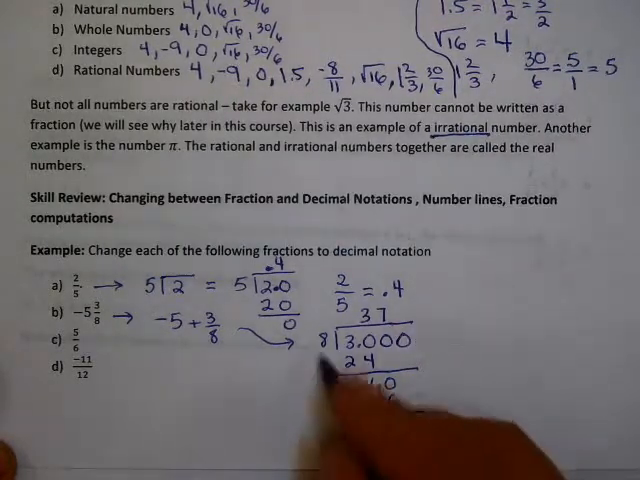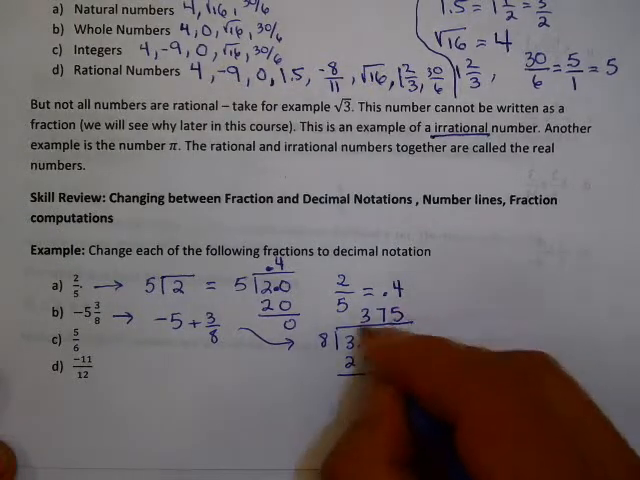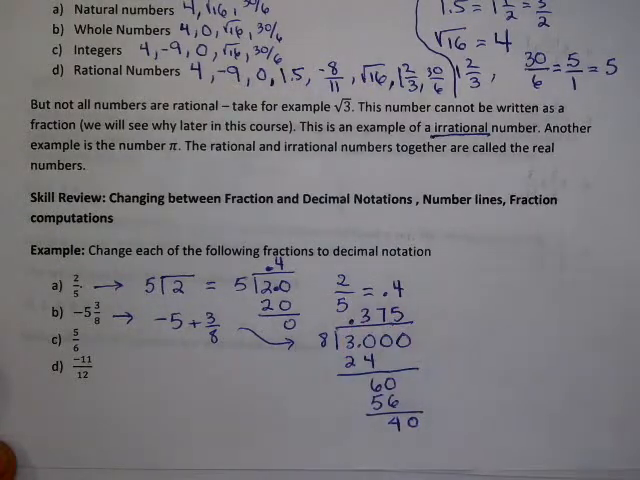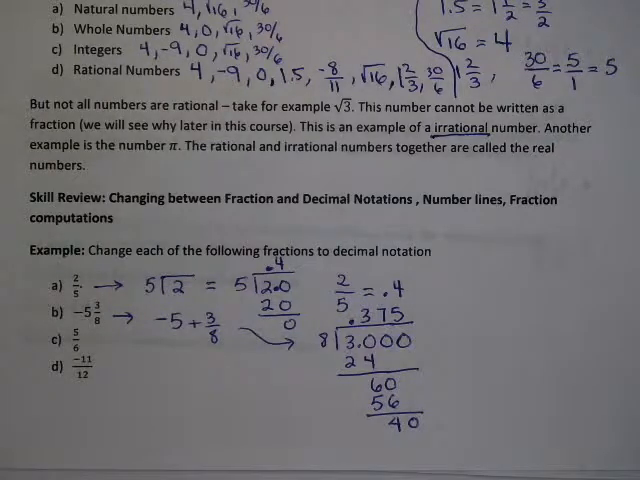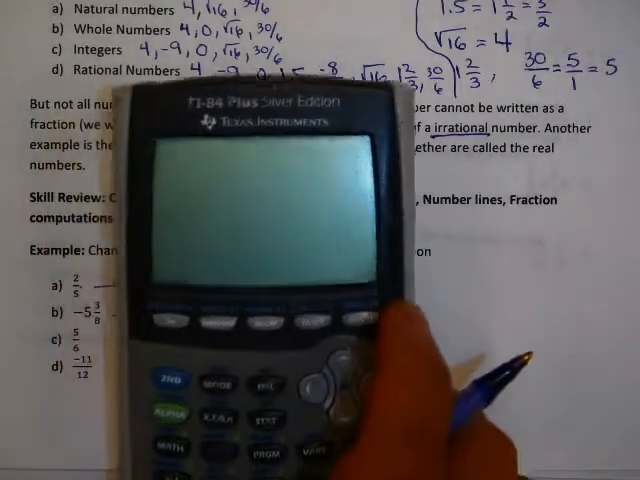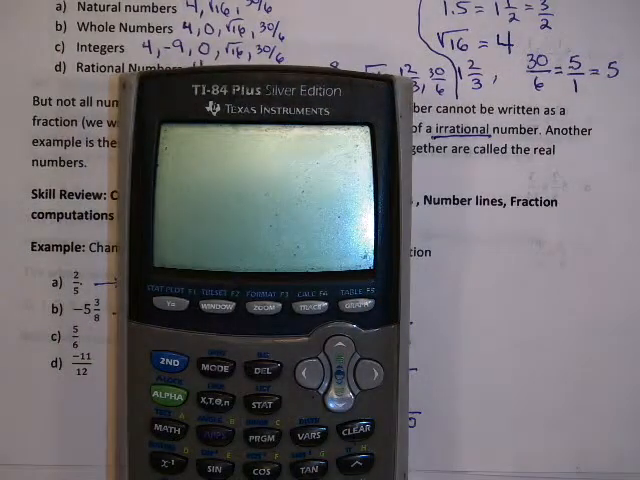And finally, 8 goes into 40 5 times. So this is 0.375. Now, you might be saying, boy, I'm getting kind of tired of doing these problems by hand. Can I use my calculator to do them? And the answer is yes. And I'm going to take a look at my TI-84 calculator to do the other two problems here.